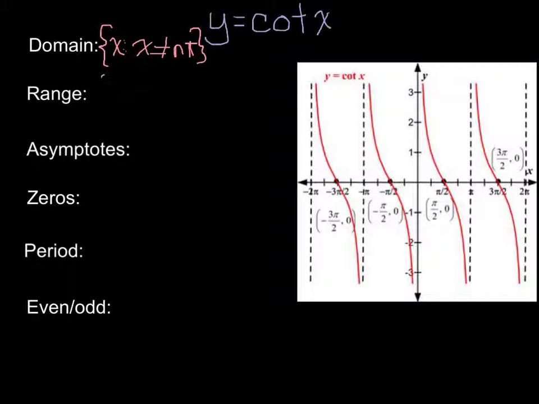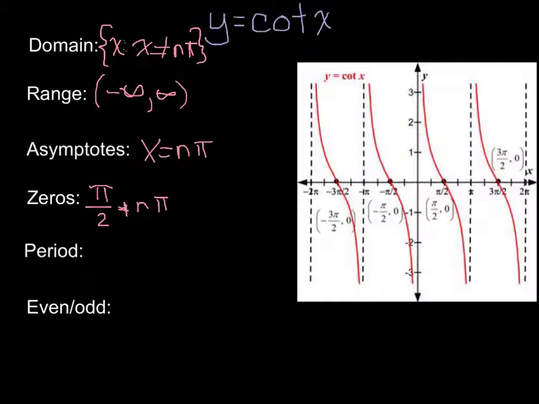The range, again, hits every y value, so the range is negative infinity to infinity. The asymptotes occur at the same values that we eliminated from the domain, so simply vertical lines x equals n times pi. The zeros are going to occur at negative pi over 2, pi over 2, 3 pi over 2, etc. So we're going to say that's going to be pi over 2 plus n pi.